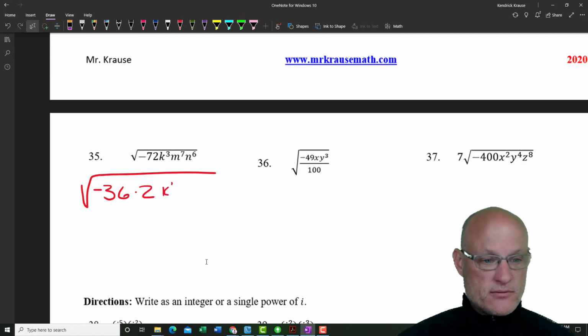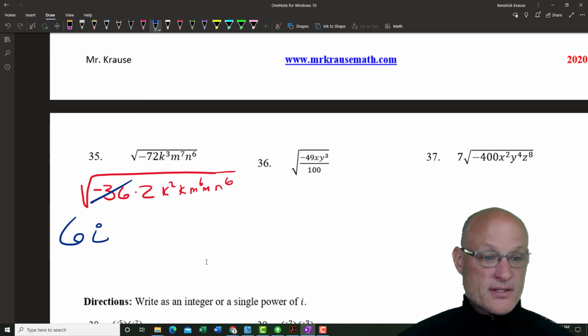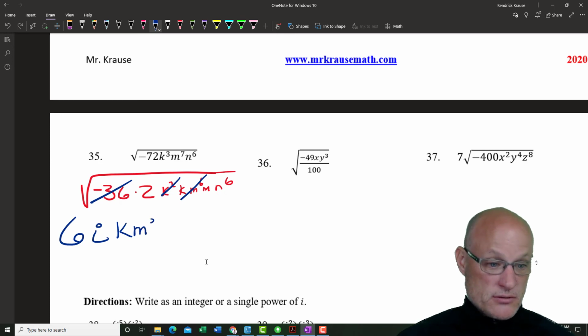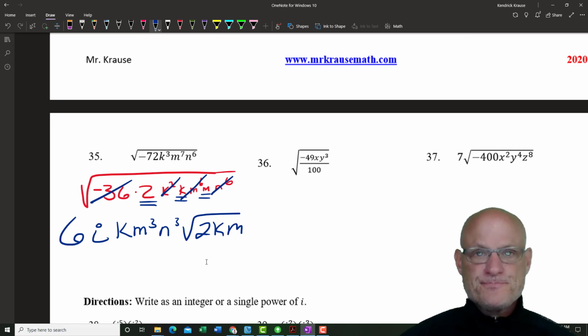k squared, k, m6, n6. And then everything that's not a perfect square goes. So the square root of negative 36 is 6i, k, m cubed, n cubed, square roots of 2km. Be neat, kids. Be neat. All right.